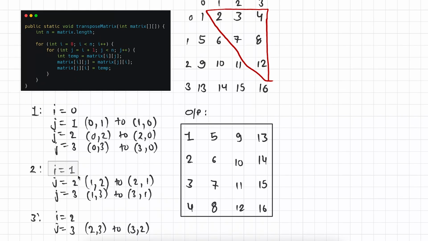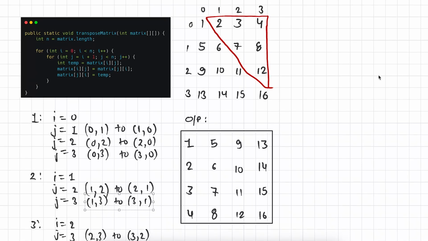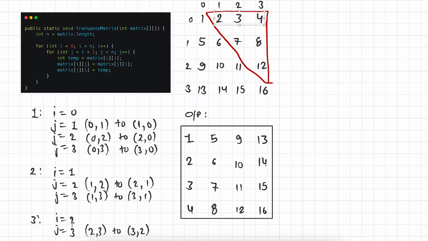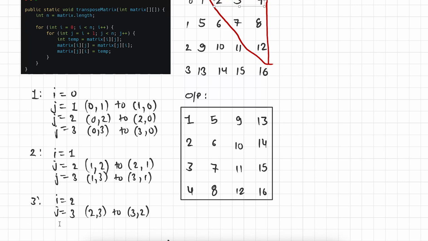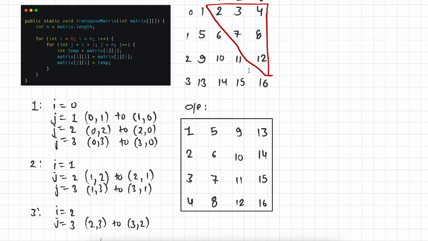Now it's time to move to the next iteration to consider the second row. So now i becomes 1, and in this iteration the value of j starts with 2. So the location 1 2 gets swapped with 2 1. In the next iteration the value of j becomes 3 and 1 3 gets swapped with 3 1. Okay. So in this iteration we have swapped these 2 elements, and in the previous iteration we have swapped these 3 elements. Okay. Now only one element is left. So now the value of i becomes 2. In this iteration the value of j begins with 3, and this time we are swapping position 2 3 to 3 2. So this means we are considering this element 12.